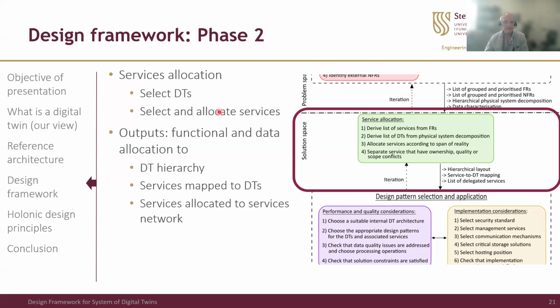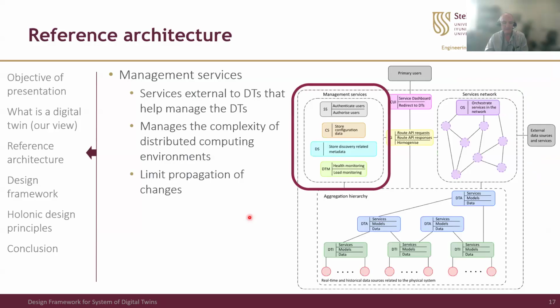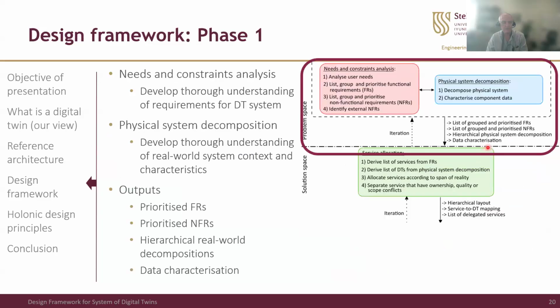So the output of this phase is the digital twin hierarchy, the services that are mapped to these digital twins, and the services that are allocated to the services network. So I'm just going to step back. It's really determining the top level architecture for the hierarchy and the top level architecture for the services network.